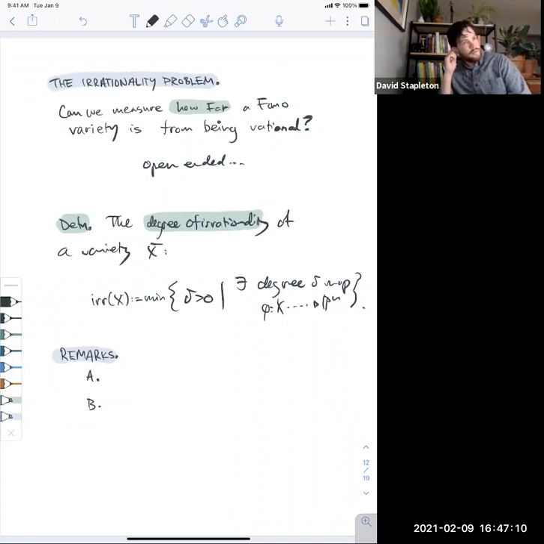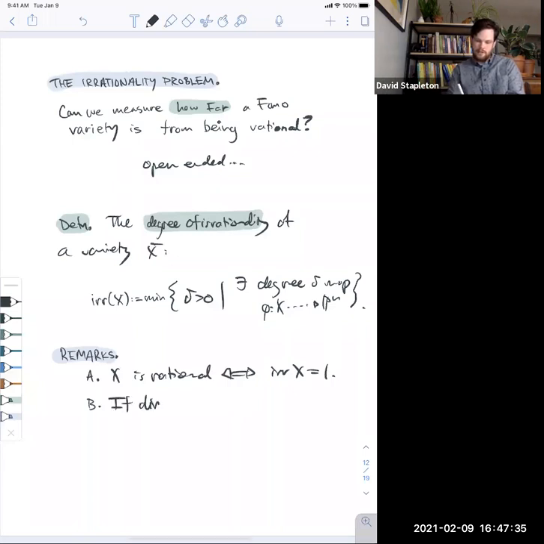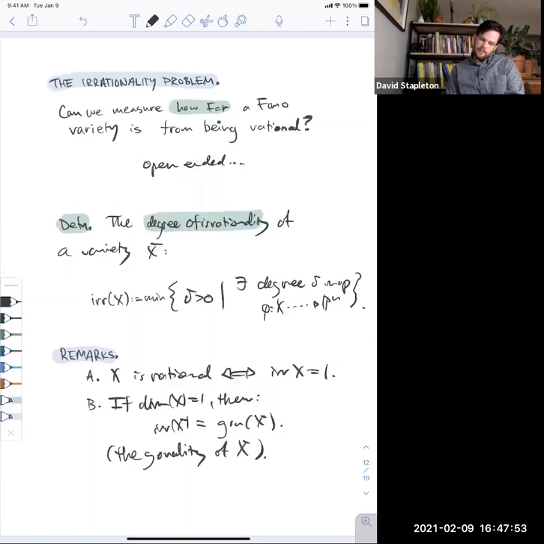Maybe a few quick remarks: X is rational if and only if the degree of irrationality of X is 1. So it measures not just whether or not it's rational; if the degree of irrationality is larger, then it's further away from being rational. And if the dimension of X is 1, then the degree of irrationality of X coincides with the gonality of X, which is a very useful invariant in dimension 1. So, for example, if the dimension of X is 1 and the degree of irrationality is 2, then X is hyperelliptic.